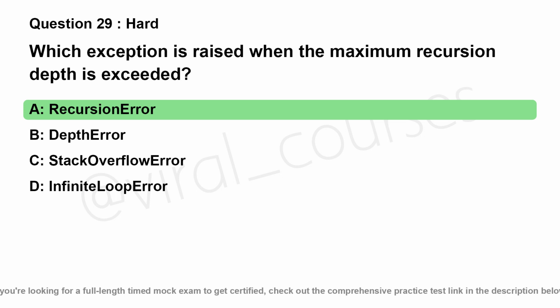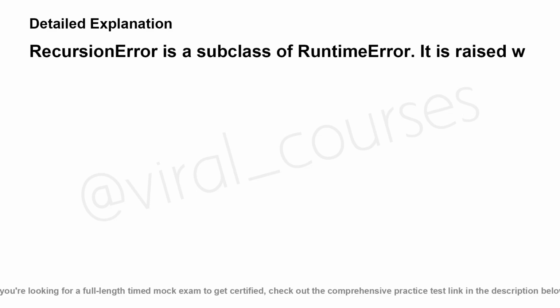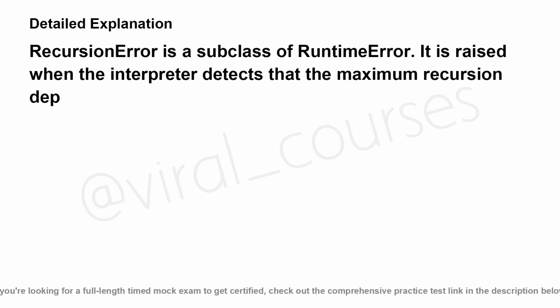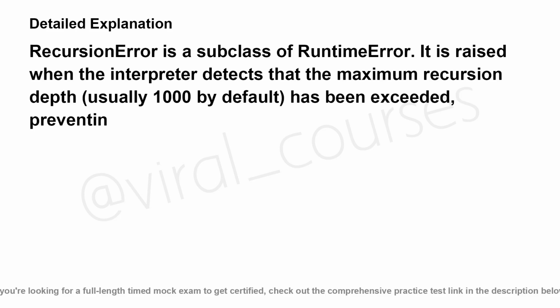The correct answer is A. RecursionError is a subclass of RuntimeError. It is raised when the interpreter detects that the maximum recursion depth, usually 1000 by default, has been exceeded, preventing a total crash of the C stack.